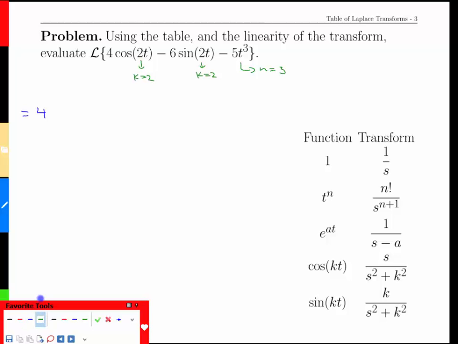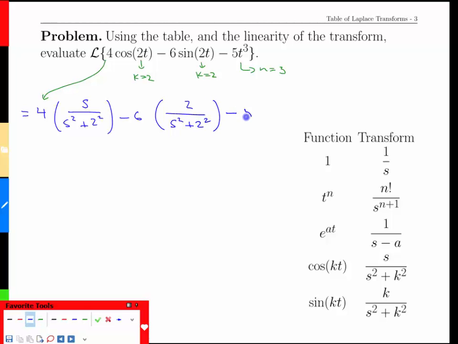We have the 4. 4 gets copied. The transform of cos 2t is the transform given in the table here. It's going to be s over s squared plus k squared. And in this case here, the multiplier k is 2, so we'll have 2 squared. Then we'll have negative 6 times the transform of the sine of 2t. Again, the sine transform will have k now in the numerator for this transform. And we also have an s squared plus k squared. Well, that's 2 squared here.